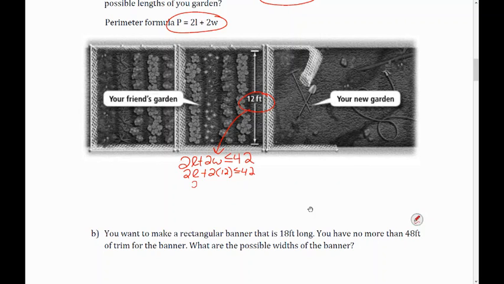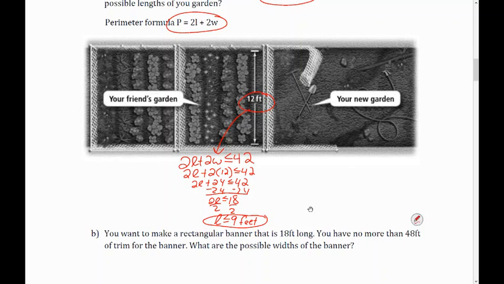We go ahead and get rid of the 2 times 12, which is 24. We're going to subtract 24 on each side. And then 2L is less than or equal to, let's see, what would that give us there? 18? And then we want to divide by 2. So L is less than or equal to 9 feet. Okay? And because it's a real world problem, we want the answer of 9 feet. Okay? All right. Letter B.